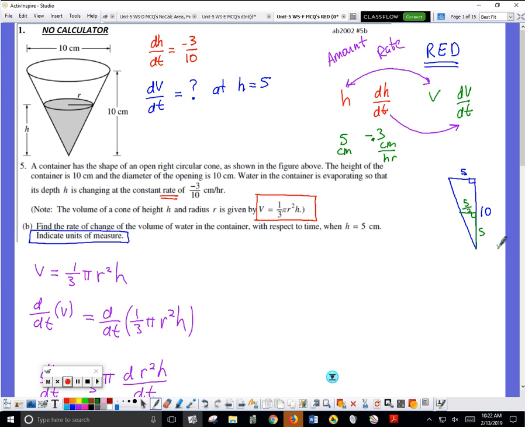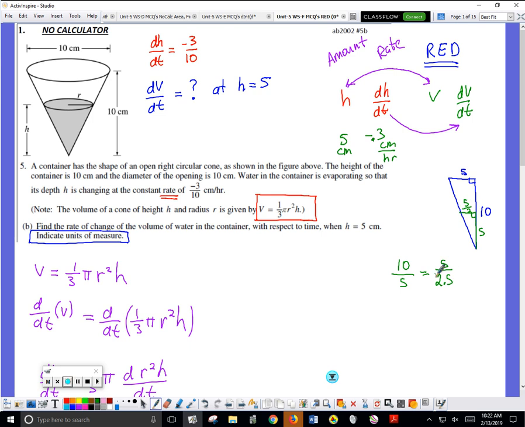You can confirm that by setting up a ratio. You compare big to little. So this side of the big triangle, 10, compared to this side of the little triangle, 5, has to match this side of the big triangle compared to this side. That's why we knew it was 2.5. The ratio has to be that similar triangle.